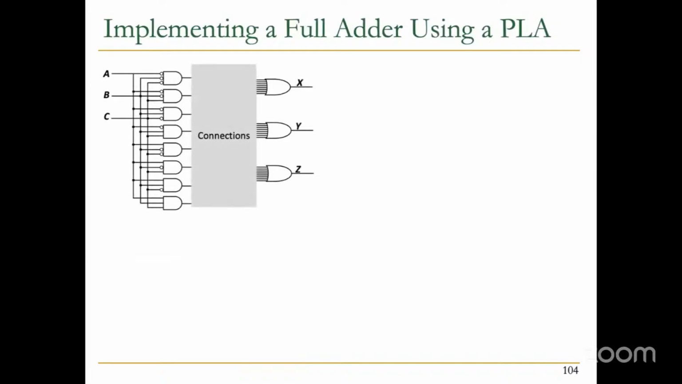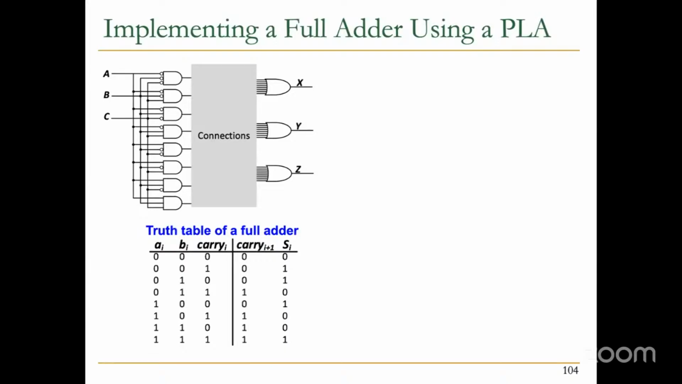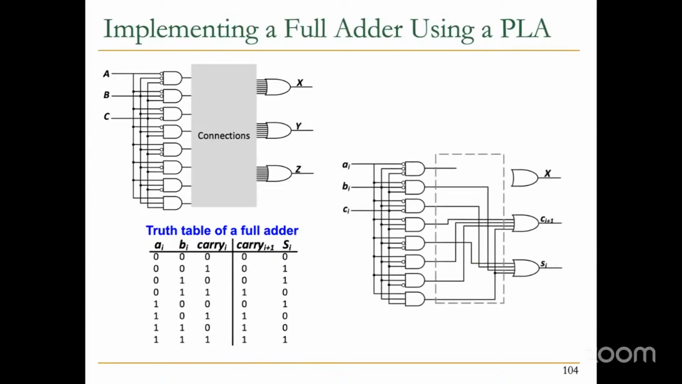Okay, so how do we implement a full adder using a PLA? Let's take a look at this. We saw the full adder earlier. We saw the truth table, and we're not going to change the truth table. We're going to look at the sum of products form. Let's take a look at Sum I over here.